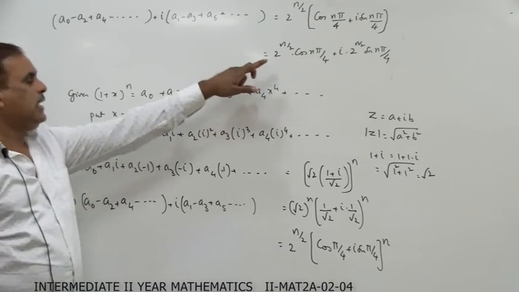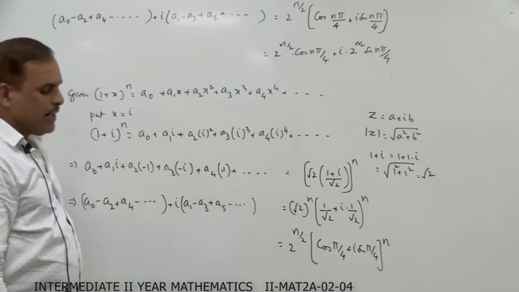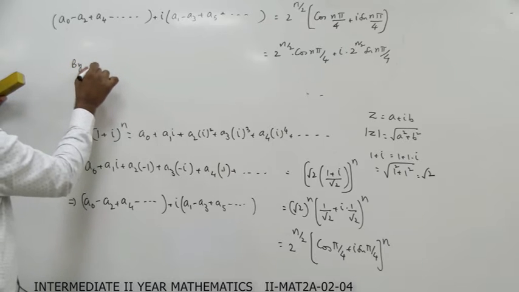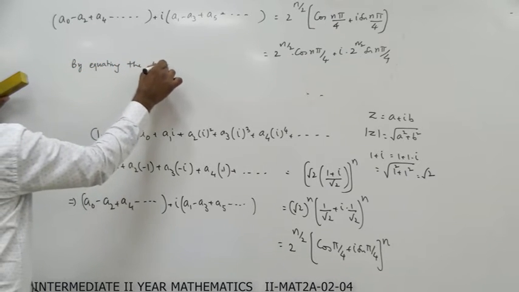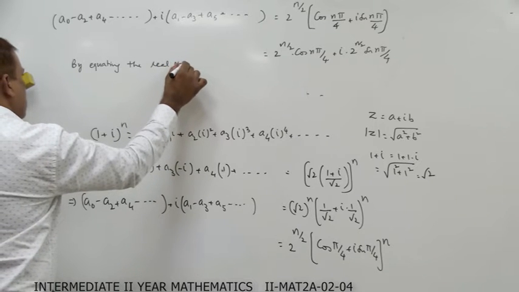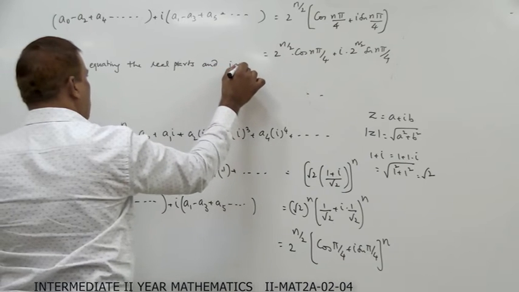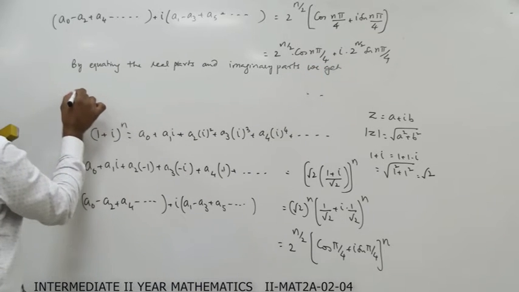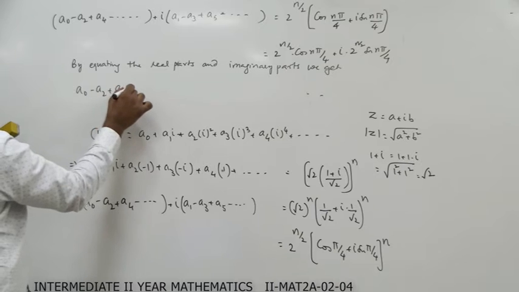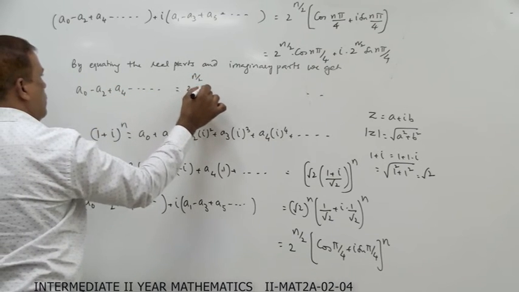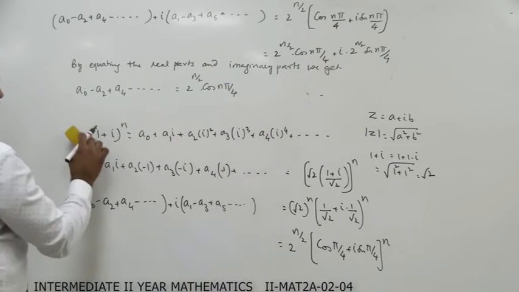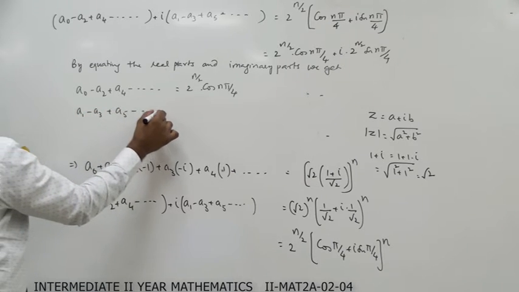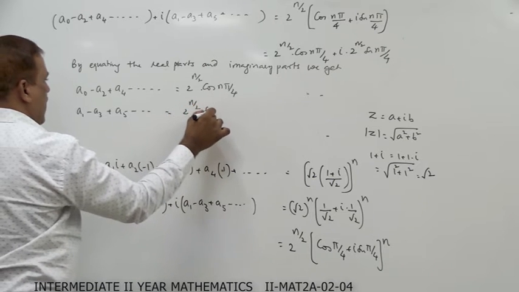Now, equating the real part and the imaginary part, what do we get? By equating the real parts and imaginary parts, we get a naught minus a2 plus a4 minus and so on is 2 power n by 2 into cos n pi by 4, and a1 minus a3 plus a5 minus and so on is equal to 2 power n by 2 into sin n pi by 4.